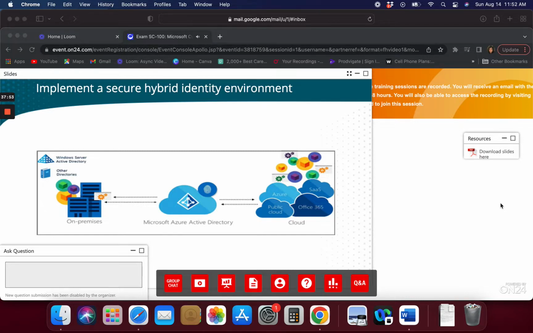The diagram shows an example of a hybrid identity solution that enables IT admins to integrate their current Windows Server Active Directory solution located on premises with Microsoft Azure Active Directory to enable users to use single sign-on, SSO, across applications located in the cloud and also on premises.